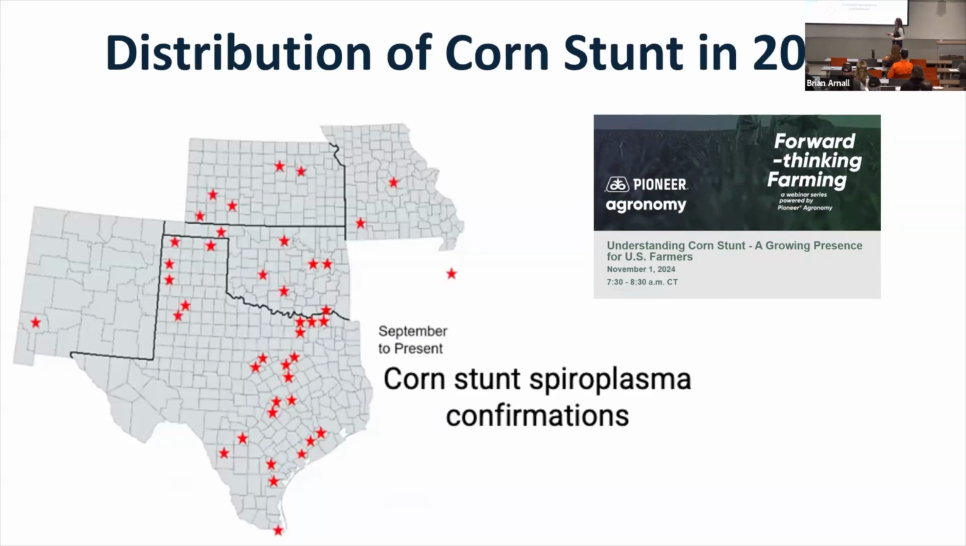So in Texas, we have a lot of reports of corn stunt, also Oklahoma, Kansas, Missouri, and New Mexico. I'm still learning United States geography, so of course, Texas also joined the map of corn stunt in the United States in 2024.